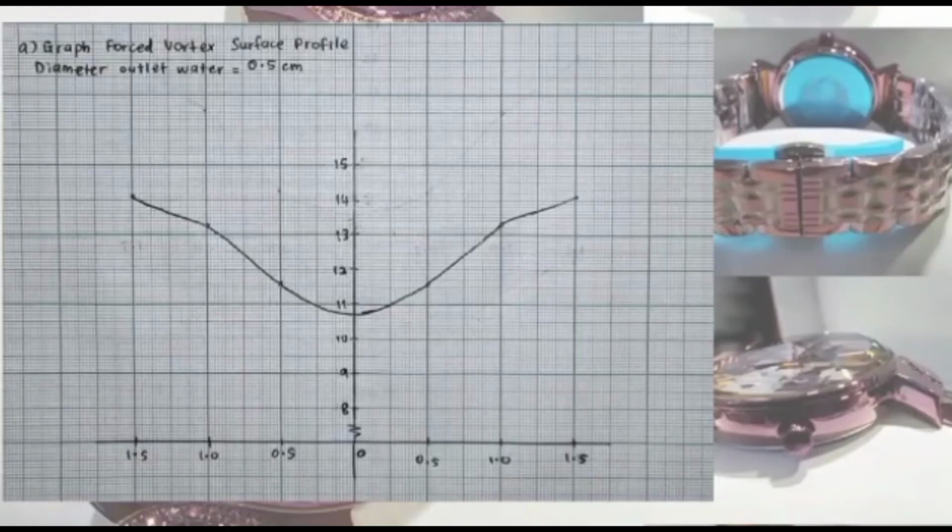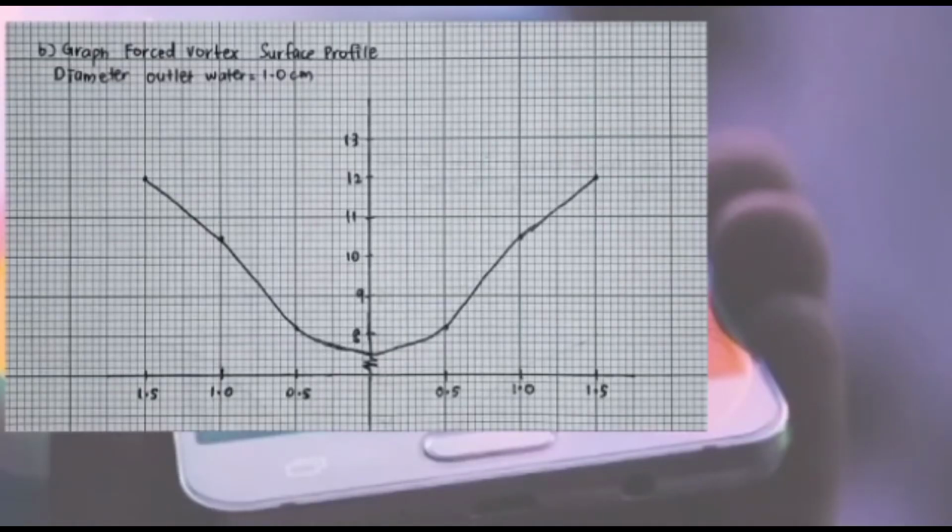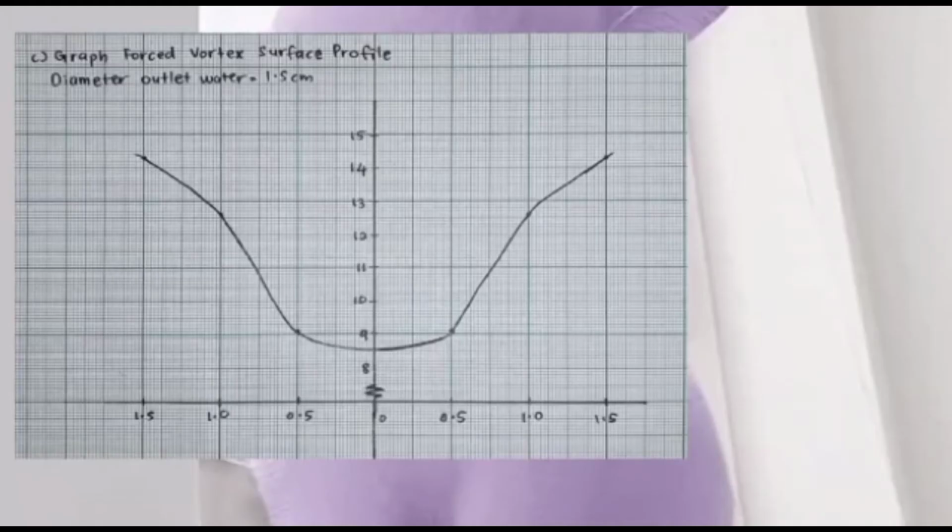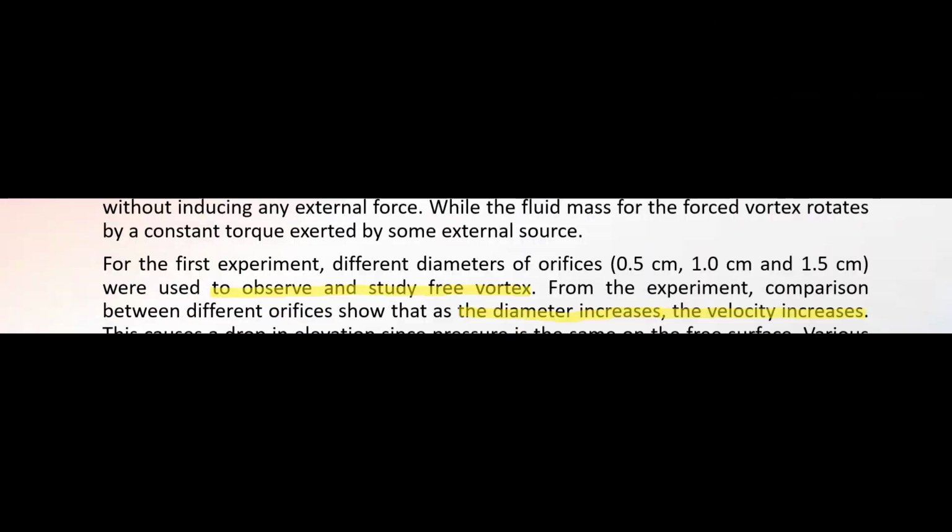This is the surface profile for forced vortex with outlet water diameter 0.5 cm. This is the surface profile for forced vortex with outlet water diameter 1.0 cm, and this is the surface profile for forced vortex with outlet water diameter 1.5 cm. However, the surface profile for the forced vortex in this experiment is a bit different from the theoretical surface profile for the forced vortex. It is because some errors could occur as we conducted this experiment at home without enough equipment.